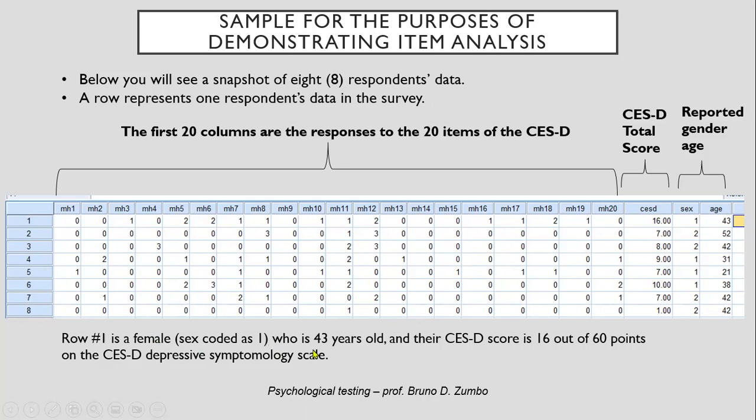Females coded as 1. So in row 1 is a female, sex was coded as 1, who's 43 years old, and their CES-D score is 16 out of 60 points. So as you can see, they had a lot of zeros across, a couple of 1s and 2s. If you add those up across that top row, it gets to be a total score of 16, an observed total score.